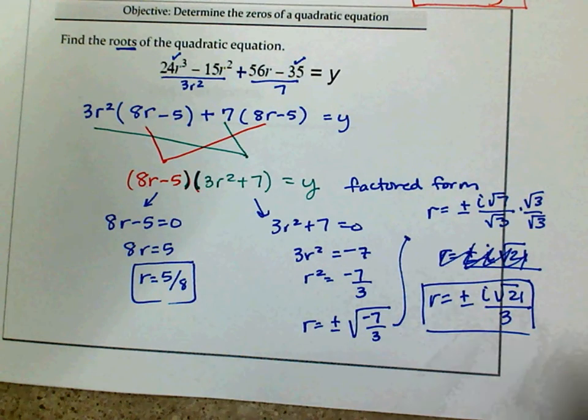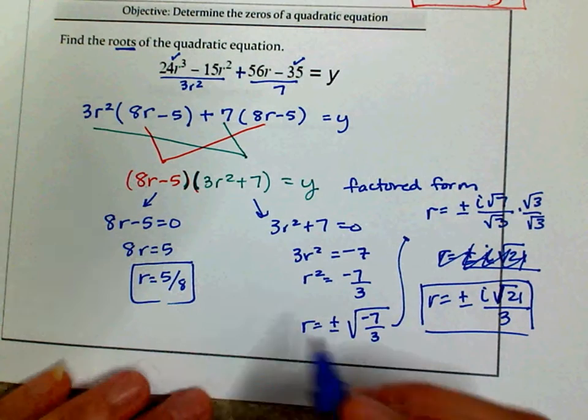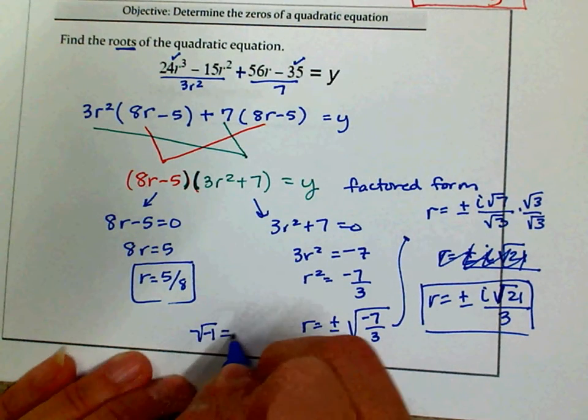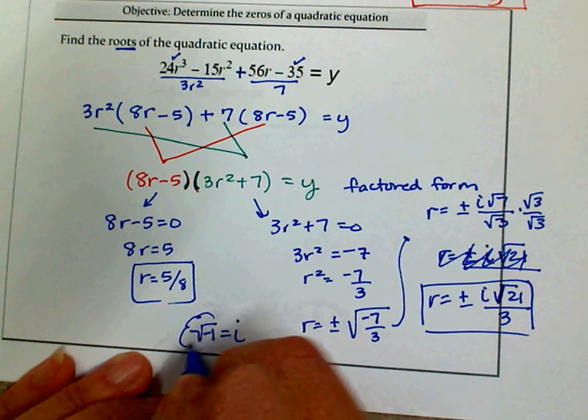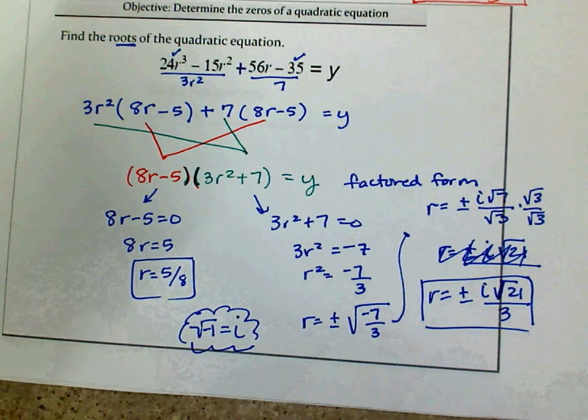We're going to do a little bit more with complex numbers. But for right now, just know that square root of negative 1 is the same thing as an i. That's all I want you to know right now. But we are going to do a lot more operations with that.